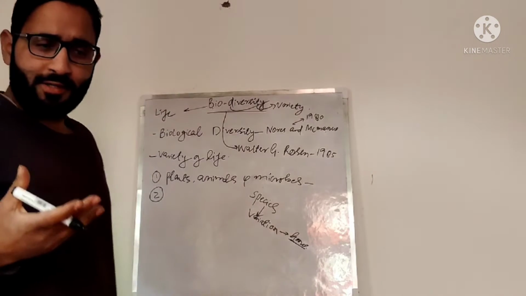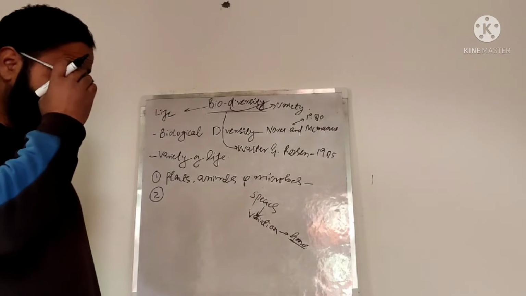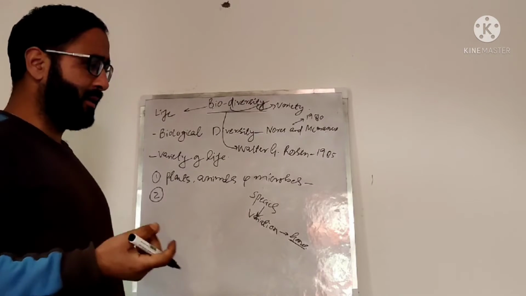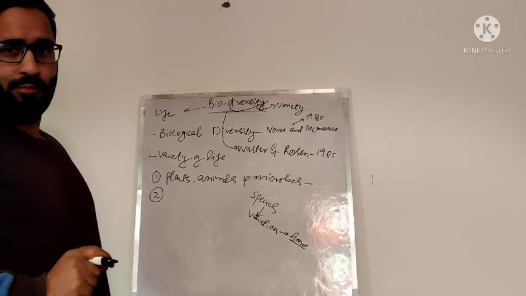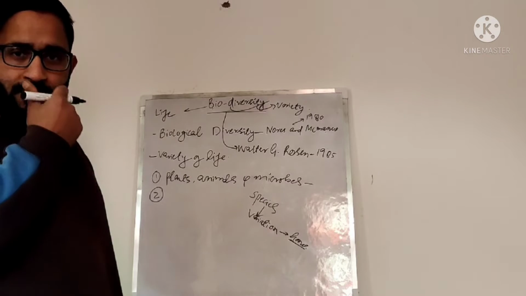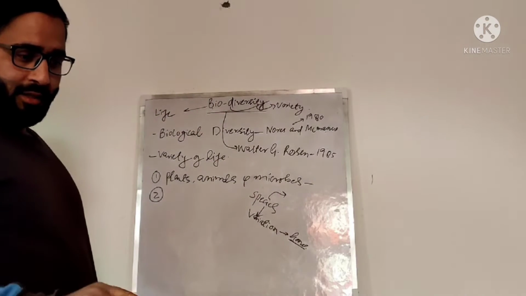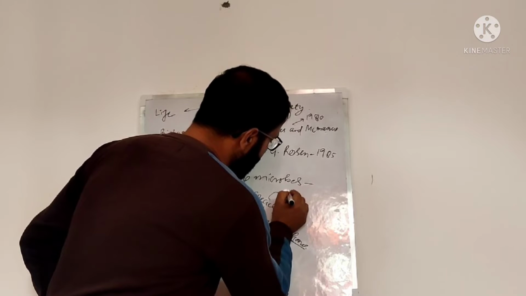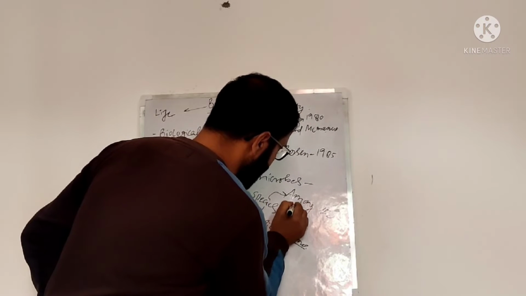If we move on, different species also vary from each other. For example, sheep is one species, human beings one species, goat one species, horse one species, elephant one species, but all these species differ from each other. This variation or difference among the species is called species diversity. So among the species we have variations or differences.